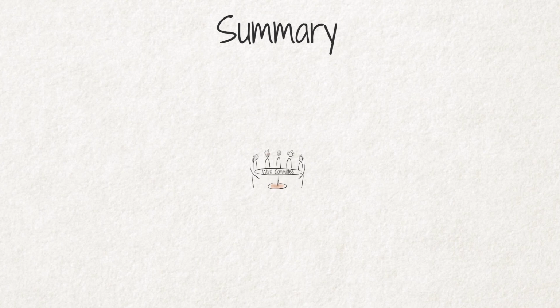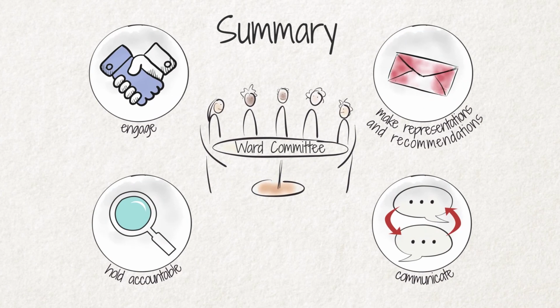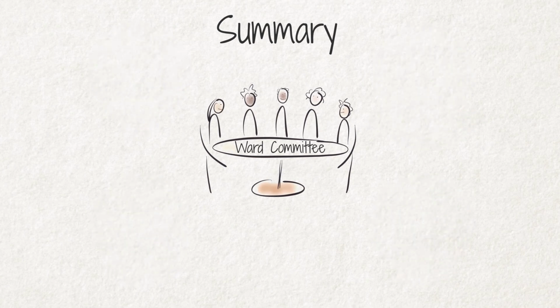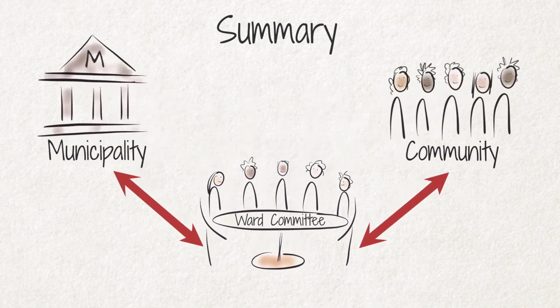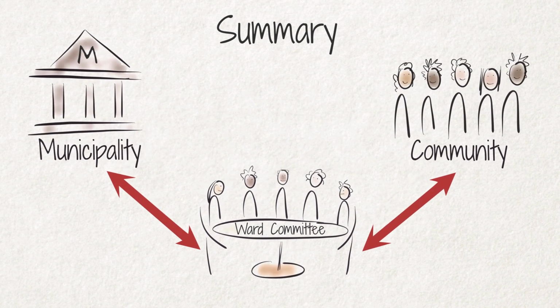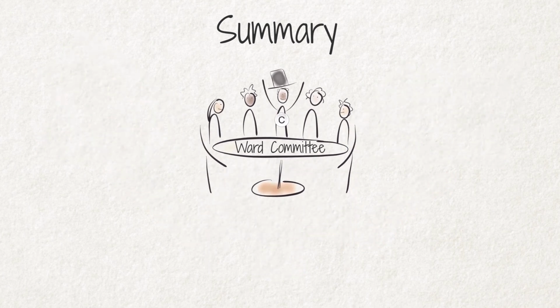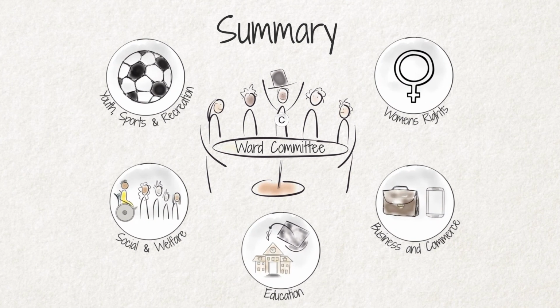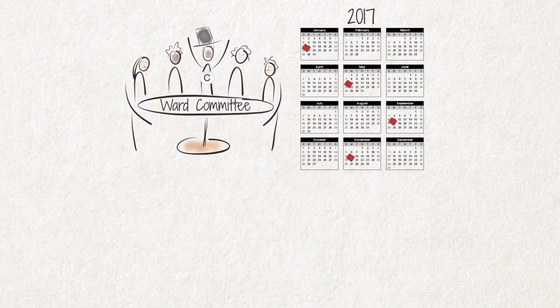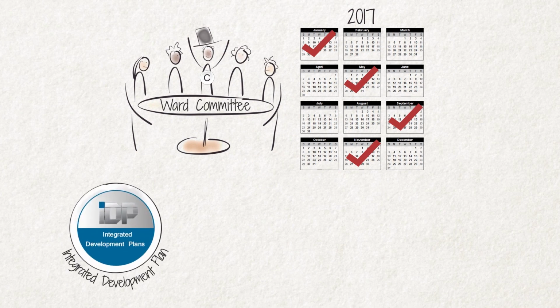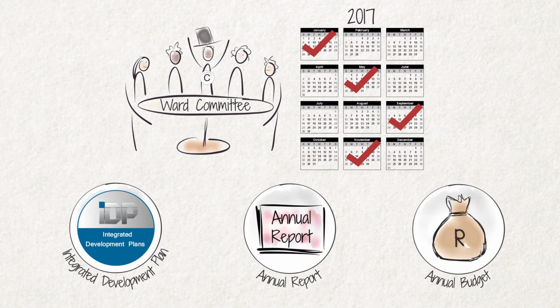Summary. In this video, we explained the nature, functions, and responsibilities of ward committees. The main purpose of ward committees is to ensure that there is effective communication between the municipal council and the community. The ward councillor is the chairperson of the ward committee, whose members are democratically elected and represent a wide variety of community interests. The ward committee should meet at least 4 times a year, and when important municipal matters such as the IDP or the annual report and budget of the municipality are being drafted.